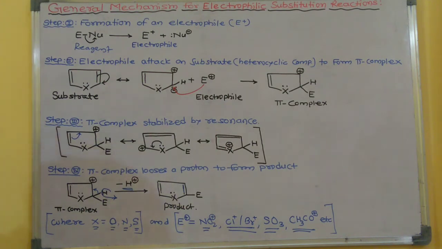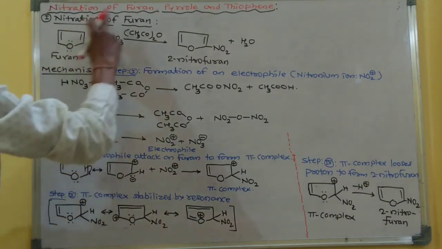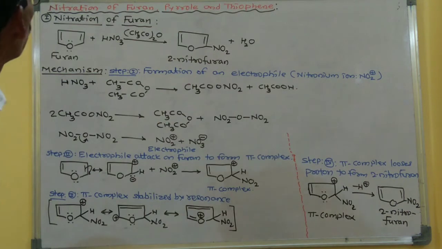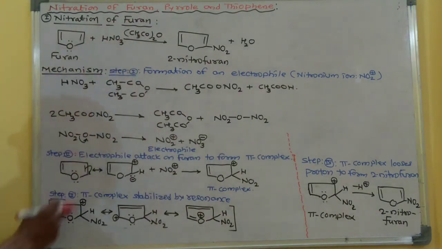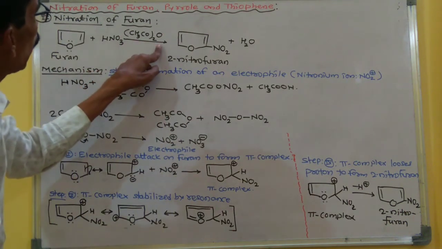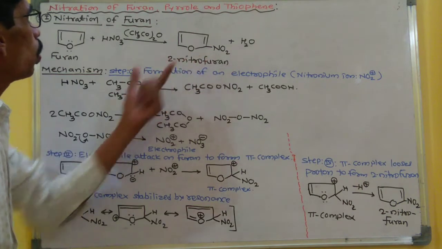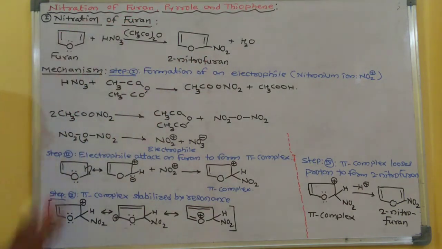Okay. Now the next part is the nitration of furan, pyrrole and thiophene. First, nitration of furan. Furan reacts with concentrated nitric acid in the presence of acetic anhydride. It gives 2-nitrofuran. This is the formation of 2-nitrofuran, the nitration of furan.